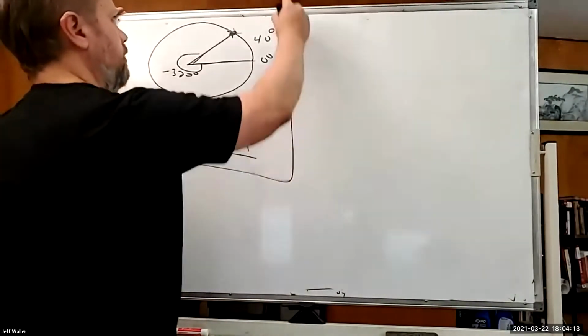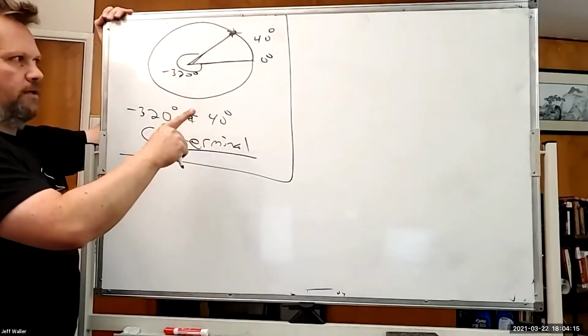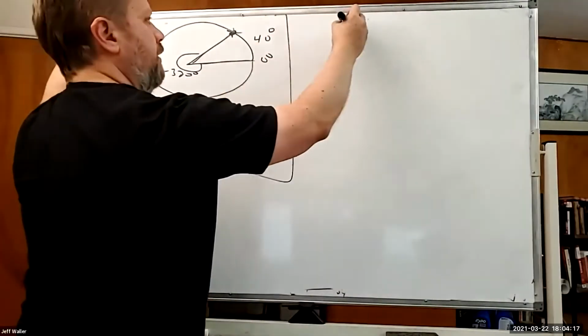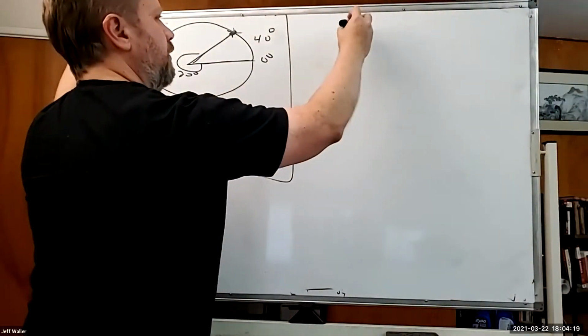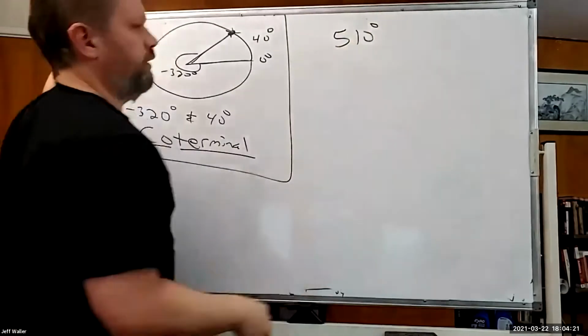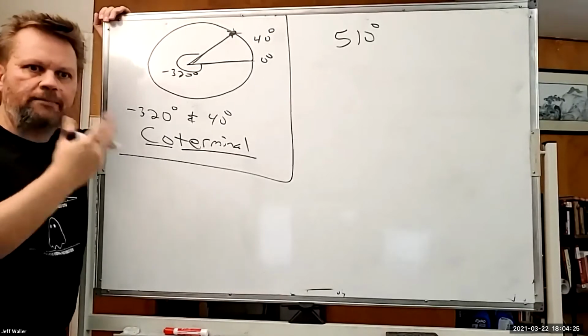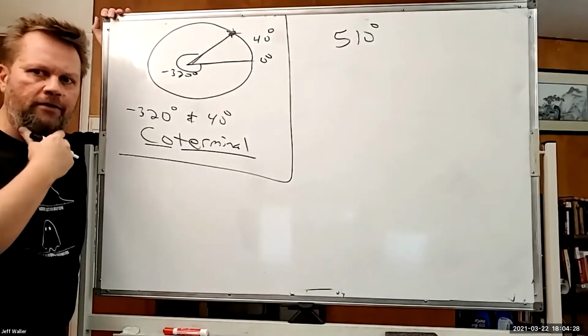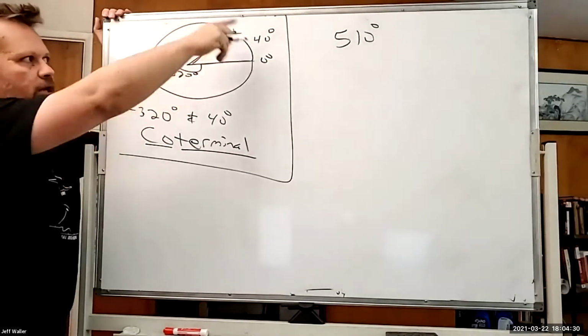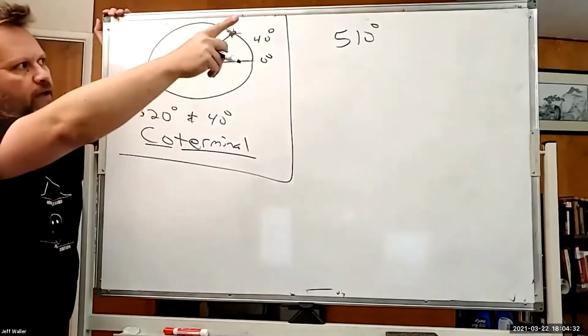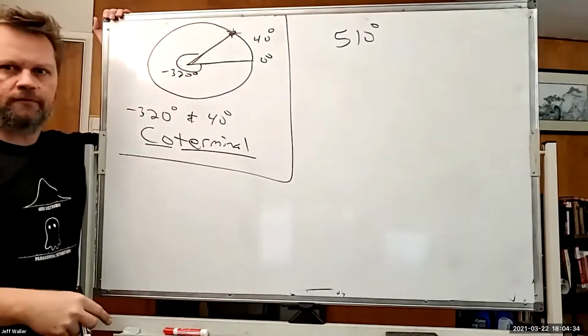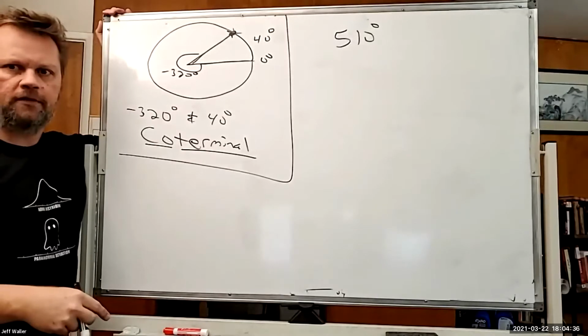What do you guys think about this? What if I said, what are you going to say, Jeff? I don't know, 510 degrees. What the hell would that mean? Where would I be? What's a coterminal angle that lives within our normal 360? What would 510 degrees mean? Physically, what would that mean?